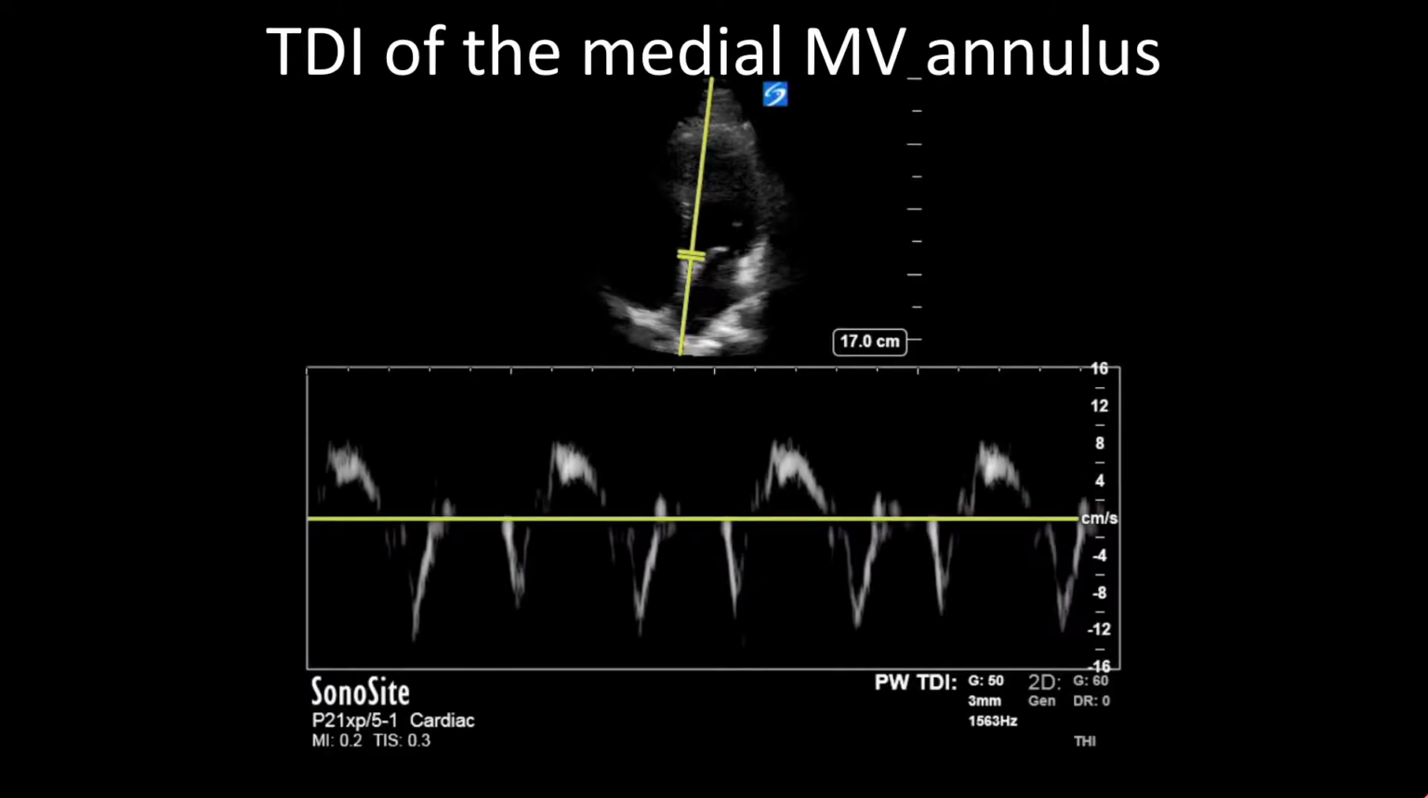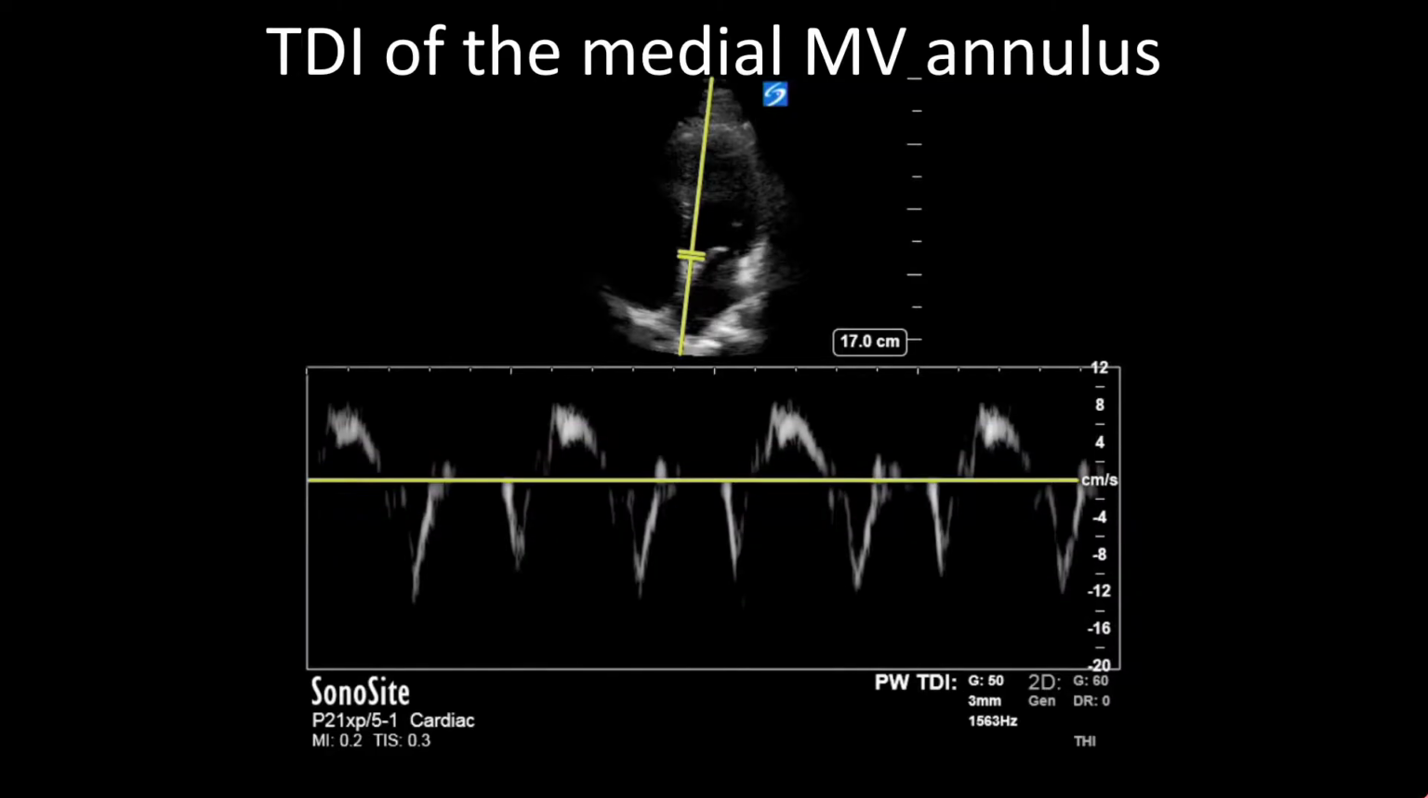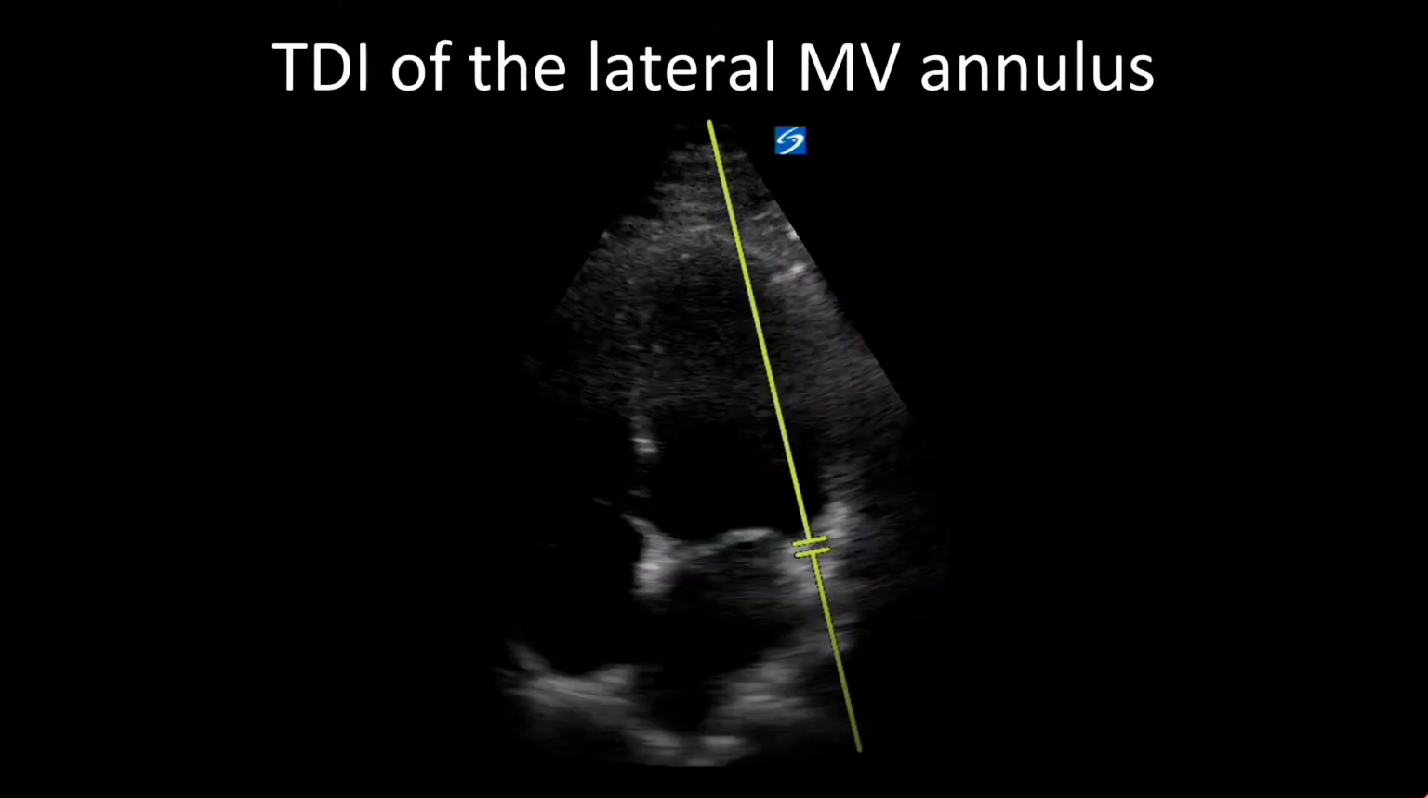You can move up the baseline to center the tracing on your screen, and you'll recognize your S wave, your E prime, and your A prime. So again, using the caliper tool on your machine, you can measure the velocity of your E prime. You would obtain the same measurement on the lateral mitral valve annulus. The reason that we use both is that if we're able to obtain both tracings, we would average the E prime for our E over E prime ratio. So now we're going to go back to our cases and use what we've learned to solve our clinical questions.